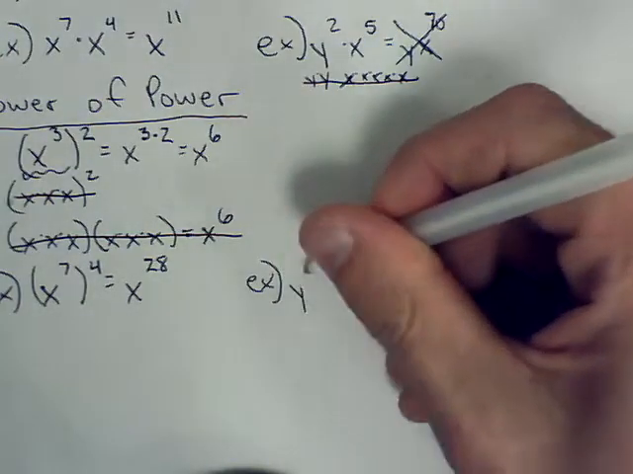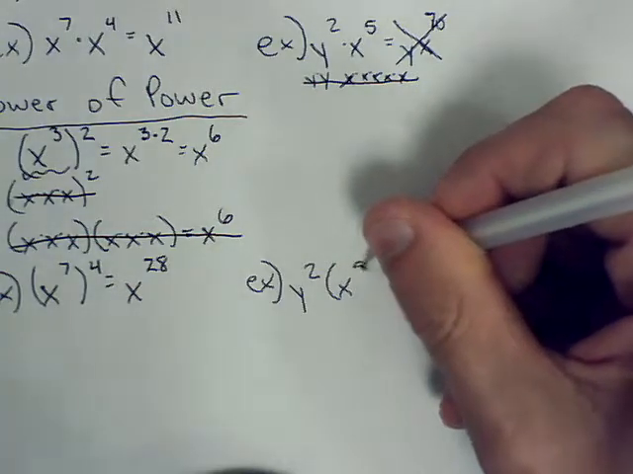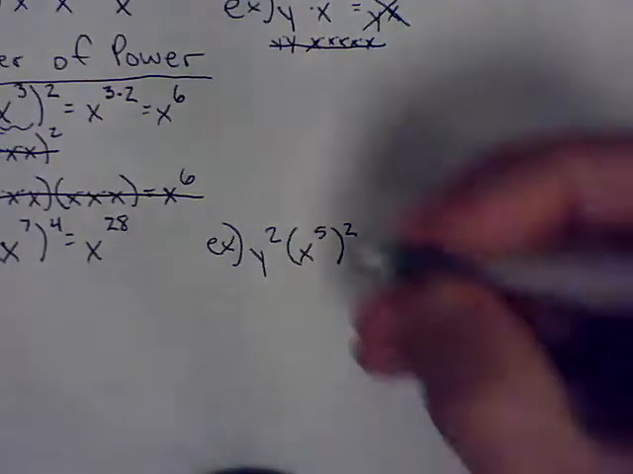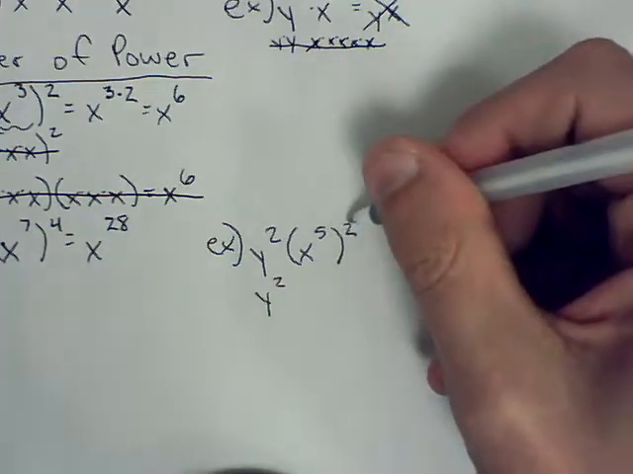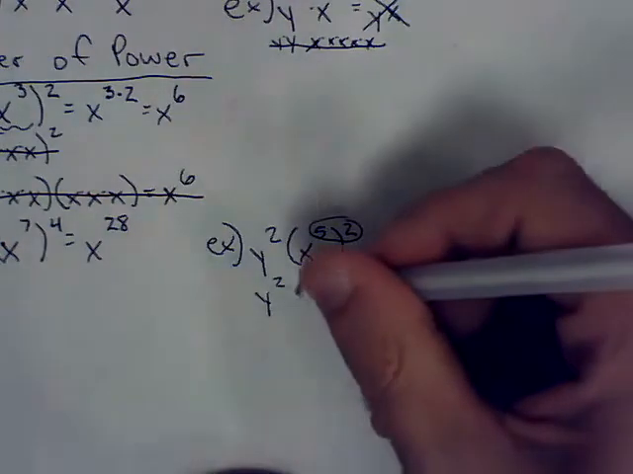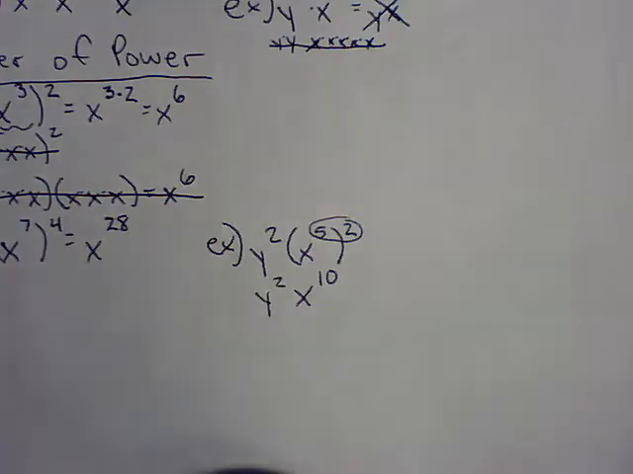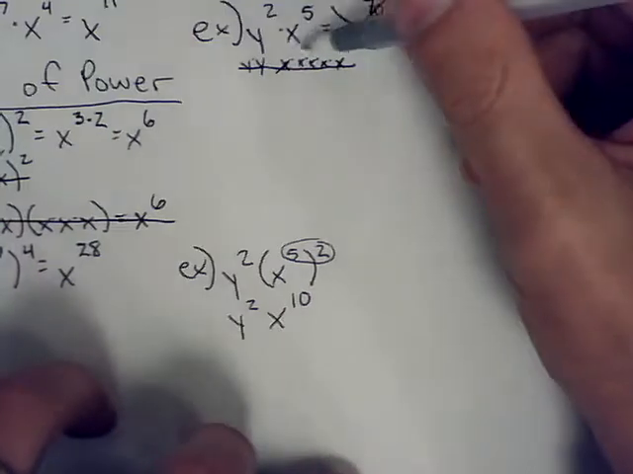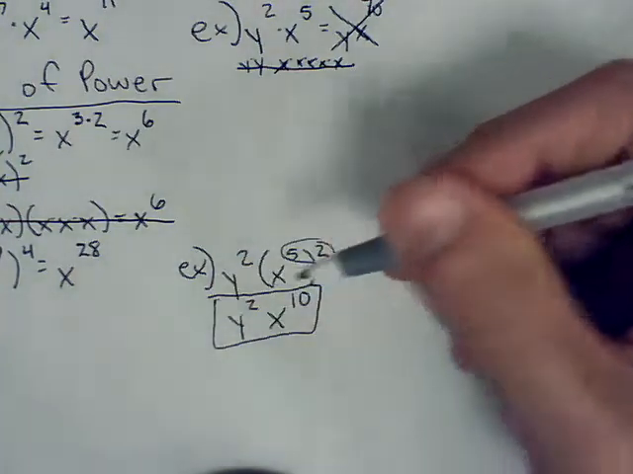Another example. What would happen if I had y squared times x to the 5th squared? Notice now, y squared is unaffected. We are multiplying it, but what we have to recognize is when we have this power of a power, that's when we're going to end up multiplying. We get our x to the 10th power. But just like we said up here, when we have different bases, we can't add, we can't multiply. When we have different bases, we're done.